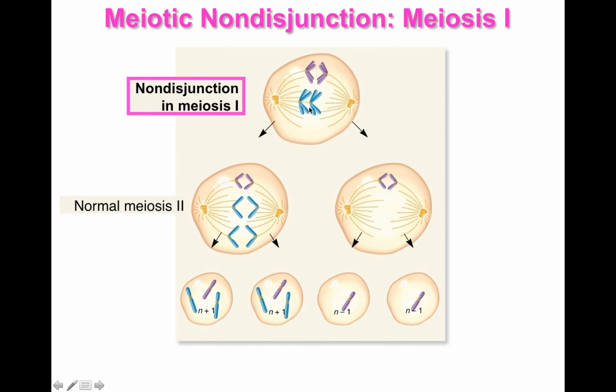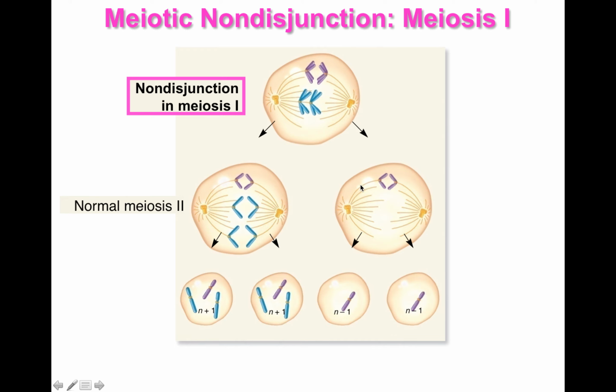Nondisjunction means that instead of the chromosomes separating from each other, they don't. So here we have the purple chromosome. It's a pair of homologous chromosomes. Each chromosome has 2 sister chromatids, and one of those chromosomes is going to go to one pole, and the other one is going to go to the other. Here in this part of the diagram, it shows that these 2 blue chromosomes, however, are both going to go to one pole together instead of separating as they should.